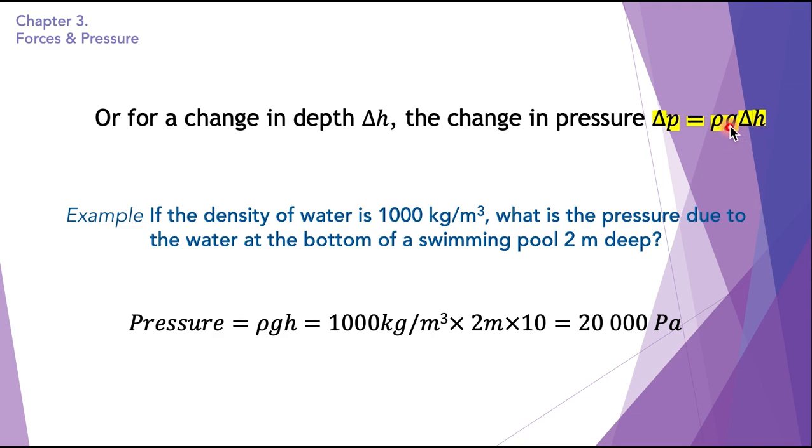So P multiplied by G multiplied by delta H, and then we will find the delta P. So this was the equation of liquid pressure. Now let's look at pressure in atmosphere.